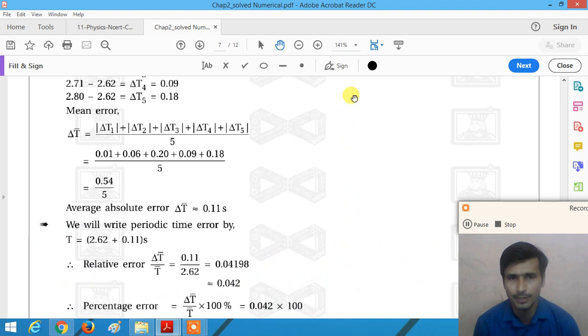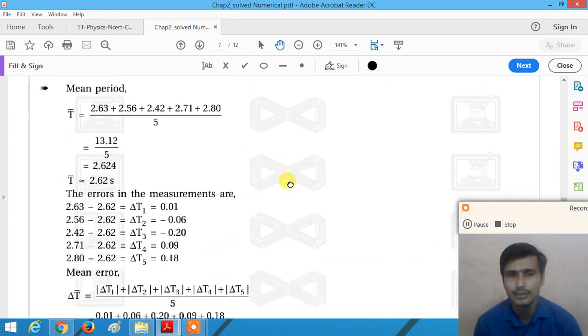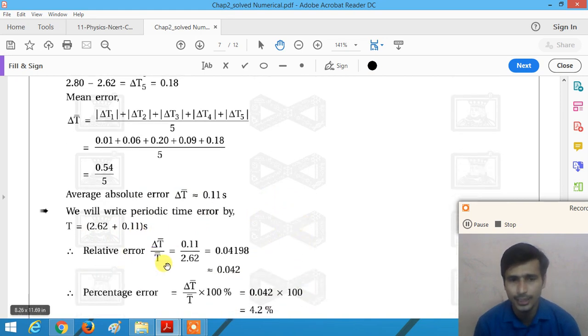Understand this example, dear student? How you calculate the absolute error, relative error and percentage error. This example is most important for the examination, right? So first, how do we calculate? First calculate the mean value, right? Mean periodic time, right? Then calculate the absolute error in all the measurements, then calculate the average absolute error, represent the measurement in terms of the average absolute error, then find the relative error and the percentage error, right?